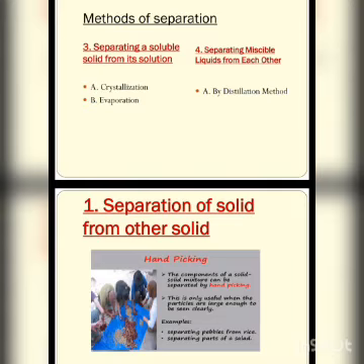The second method is the winnowing method. In the winnowing method, the mixture is also of two solids that are separated. Suppose we have to clean our wheat grains, or we have to remove the husk from the wheat grain. Husk is actually the outer part of the wheat.